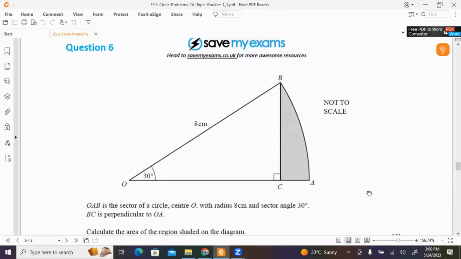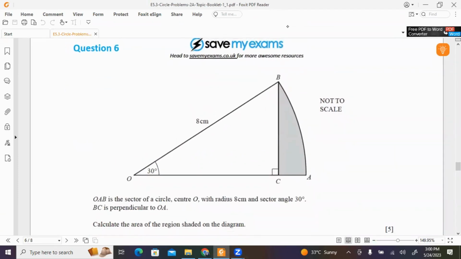Then for question 6, we have another sector, OAB, and the radius is given as 8. Sector angle is given as 30. BC is perpendicular to OA. Calculate the area of the shaded region. So what we're going to do is, first we're going to find the remaining lengths. So I'm going to use SOH CAH TOA for this.